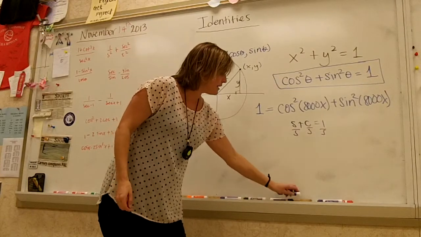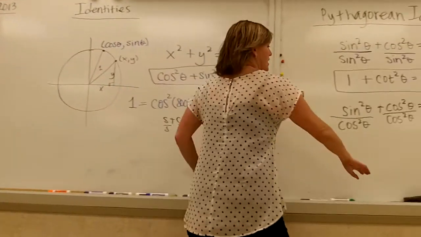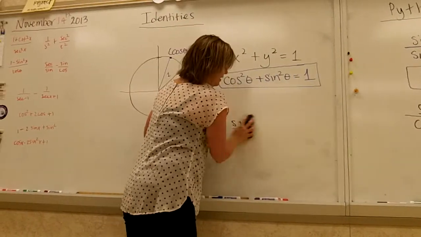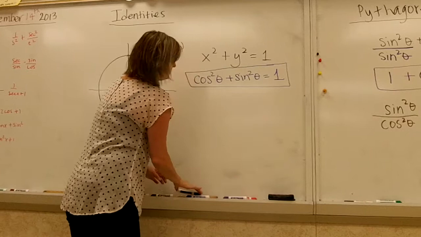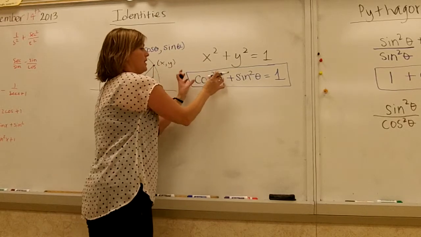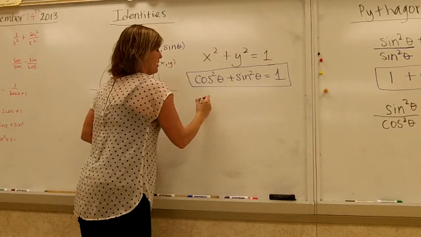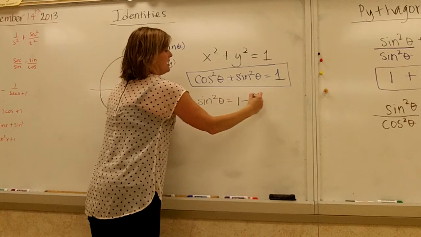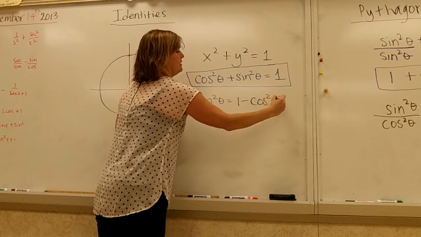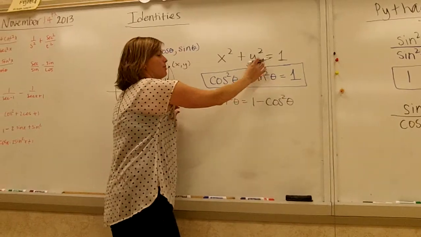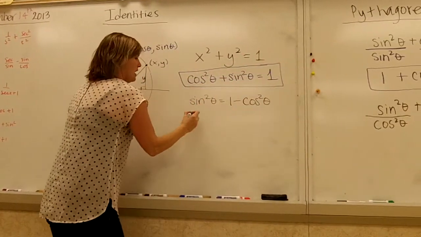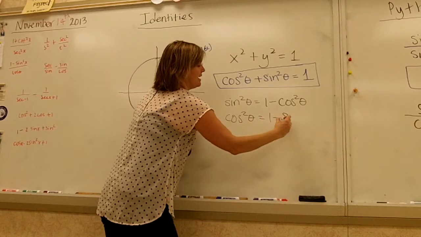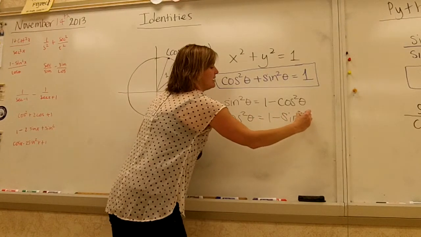Let's try an example. The other thing you have to realize is that because these are equations, you can always manipulate them. So I could move this cosine to the other side and say it's really the same thing as sine squared theta is equal to 1 minus cosine squared theta. Or I could do the same thing with the sine squared and say cosine squared theta is equal to 1 minus sine squared theta.